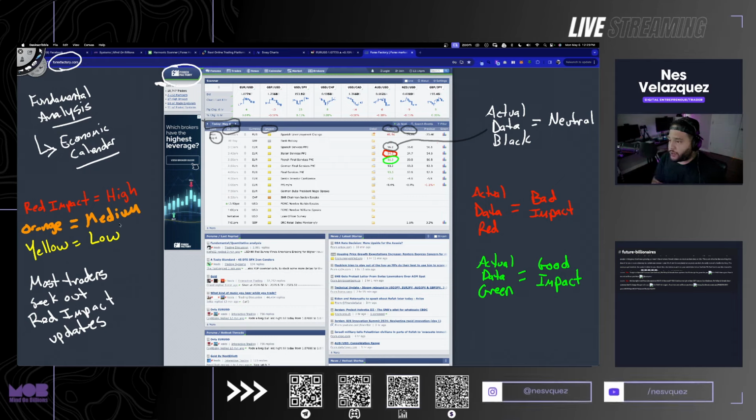For Forex traders, when I'm Forex trading, my goal is to collect as many points on the profit side as possible, right? And so I would seek out the red impact updates. Even for those of you that are trading stocks, stock options, and so on and so forth, you're going to want to seek out red impact updates. And there's different news sources for different things, different drops for data that's going to impact the market.